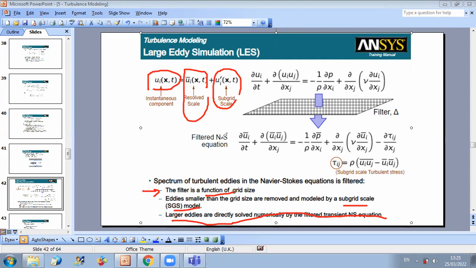So we filter, and this is called filtering of the Navier-Stokes equations. We remove all small eddies, and we keep large eddies that can be solved for.